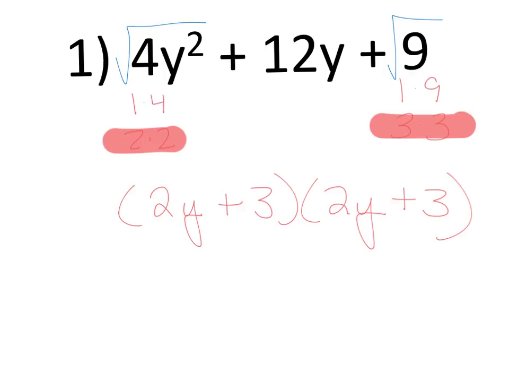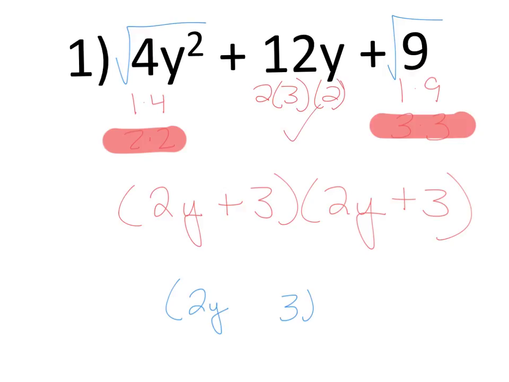So I'm going to keep this all in blue for you. The square root of 4y squared would be 2y. The square root of 9 would be 3. Now, the kicker is I've got to check this middle term. We need to make sure that it follows the right rule. Square root is only part of it. I then need to multiply to make sure that this 12 works. So the square root of 4 is 2 times the square root of 9 is 3, and then I'm always going to multiply it by 2. Always multiply by 2. So 2 times 3 is 6, times 2 is 12.